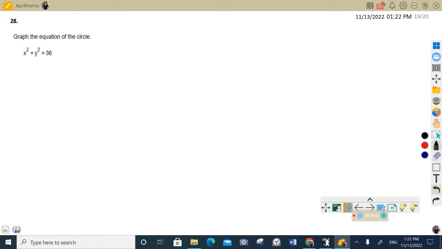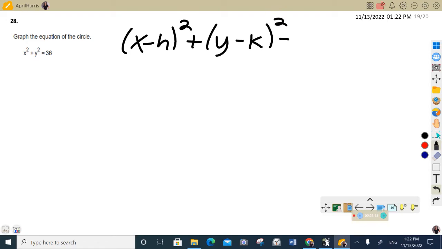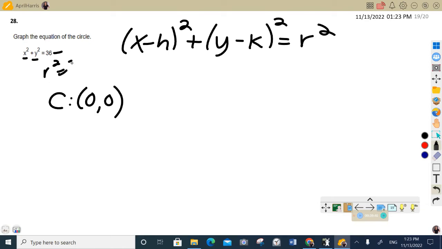Standard form of a circle is x minus h quantity squared plus y minus k quantity squared equals the radius squared. So everything is squared even though it's a circle. Since nothing is being added or subtracted to y or x, your center is at 0, 0. And this is the radius squared. So if you take the square root of that, the radius would be 6. So they want you to graph this.